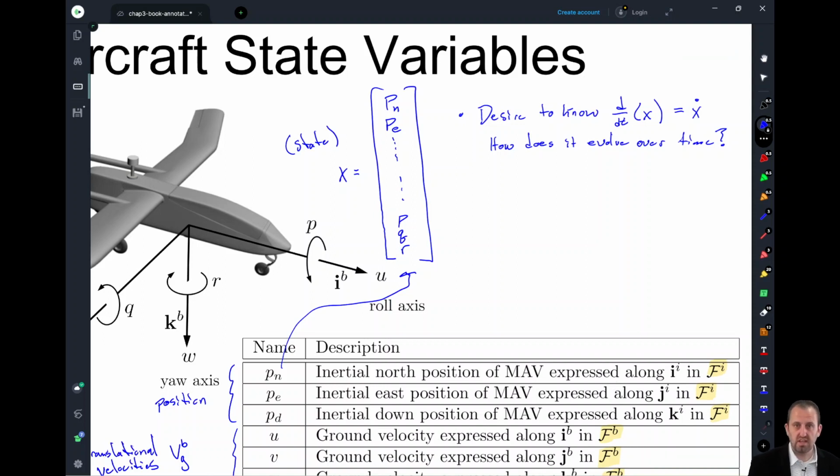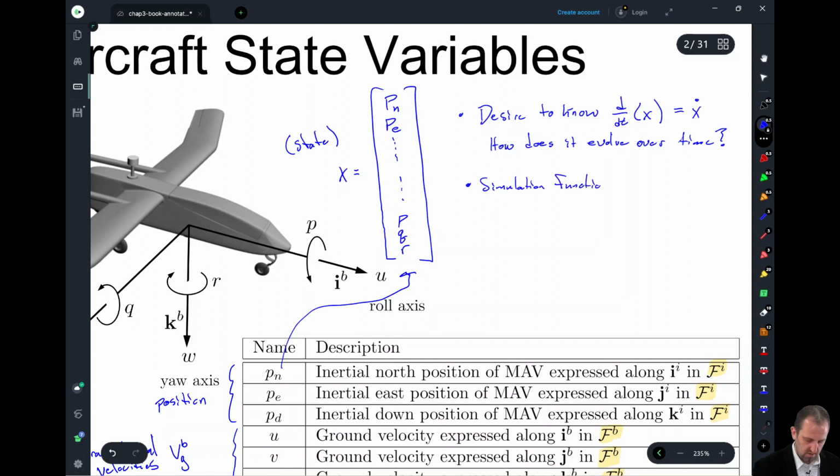Now in controls classes, we talk about this generally in terms of a function. So we're going to say that as our simulation function, or often we'll call these our dynamics, so it's a slightly abusive name, our motion equations. We'll write this as x dot equals a function of x and u. So in other words, we have a function of our state and our inputs.